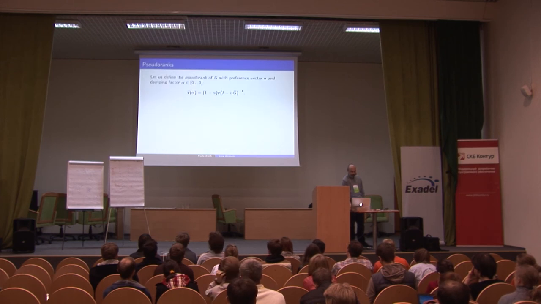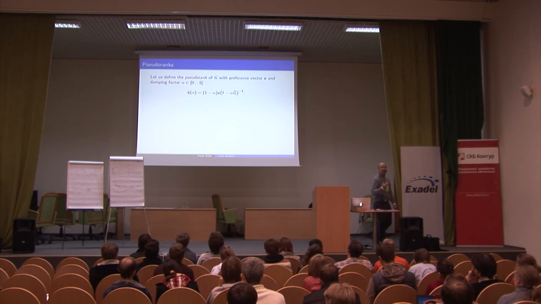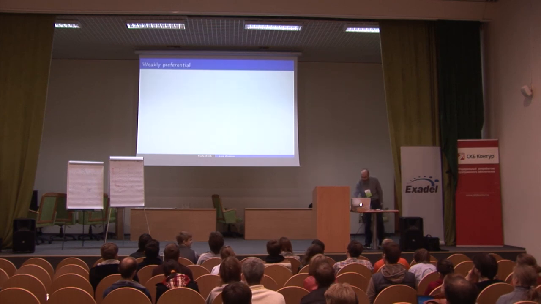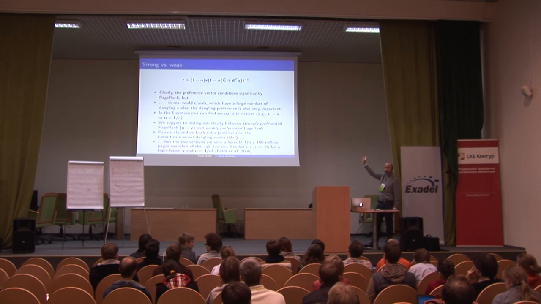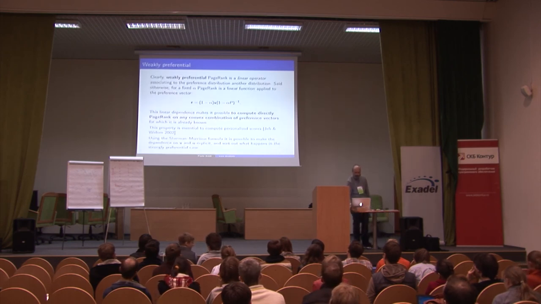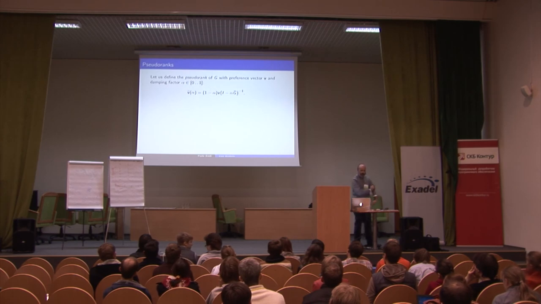With the strongly preferential PageRank, things become more complicated. V and U must be the same, because if in this formula here you assume that V and U are the same, then PageRank is not anymore a linear function of V. Right? So with strongly preferential PageRank, things become more tricky. But you can still work.